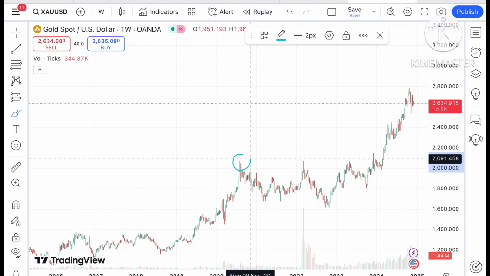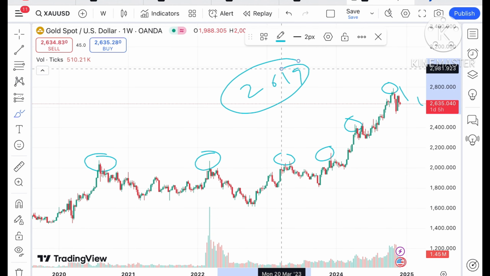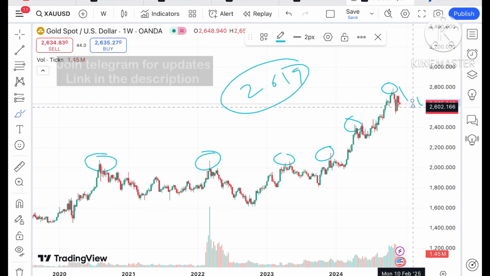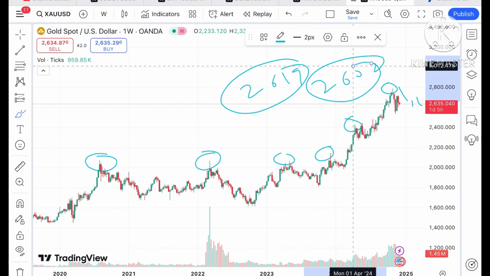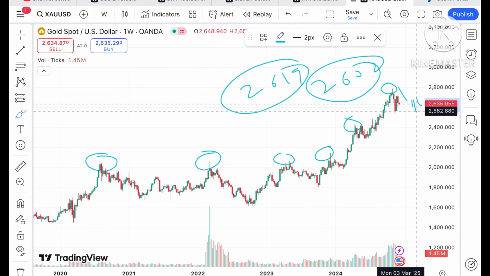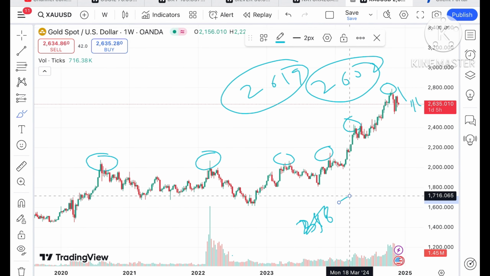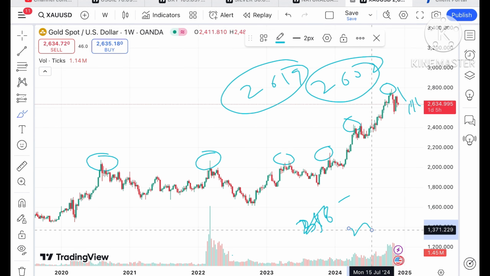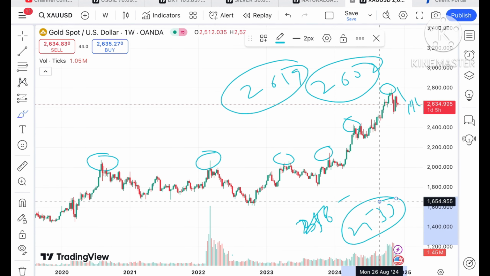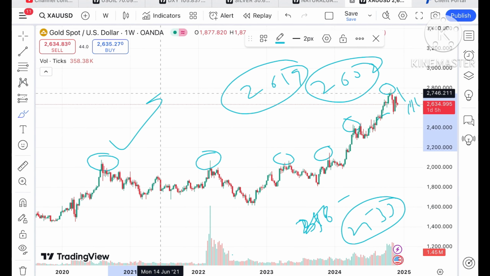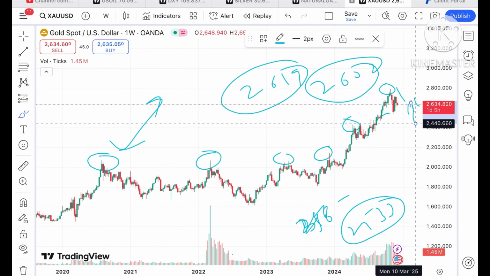So chances can be high that if the price keeps falling below a level of around 2619, we can see a further downfall towards a level of 2602, and if that doesn't sustain, a further fall towards 2562, and if that doesn't sustain, a further fall towards 2533. 2533 is a strong level, so a bounce back can come.